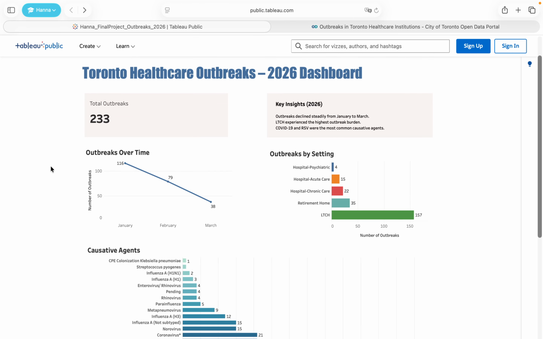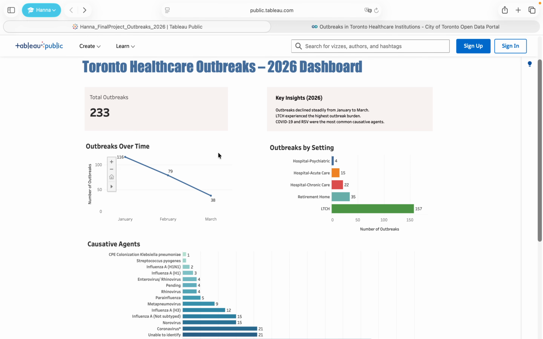The dashboard is organized from top to bottom. At the top left, we see the total number of outbreaks, which is 233 cases during this time period. This gives immediate context for the scale of outbreak activity. Key insights are summarized so a decision maker can quickly understand the most important messages without analyzing every chart.